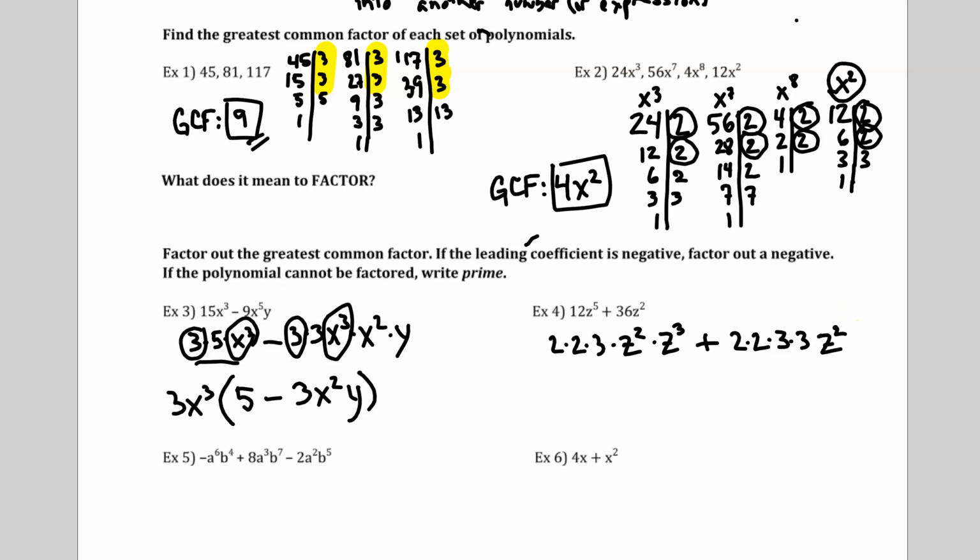I'm going to use a highlighter this time to highlight which ones they have in common. So I see they have 2 times 2 times 3 and z squared. And then I say 2 times 2 times 3 is 12 and z squared times whatever's left. Now what's left here is z cubed plus over here I've got 3, and then that would be factored.